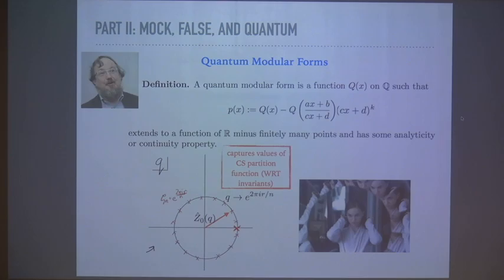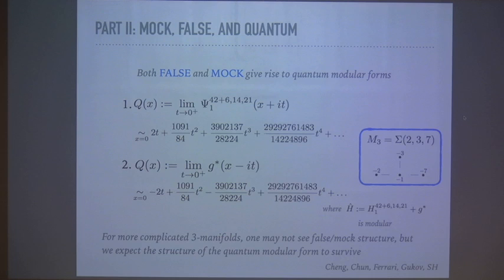So I'd just like to make one more comment about the connection between false theta functions, Mach modular forms, and quantum modular forms before I conclude, which is that both the false theta functions and Mach modular forms have a very close connection to quantum modular forms. If you start with a false theta function and consider its radial limit, the radial limit of q, or tau going to a particular rational point, its asymptotic expansion defines a quantum modular form.